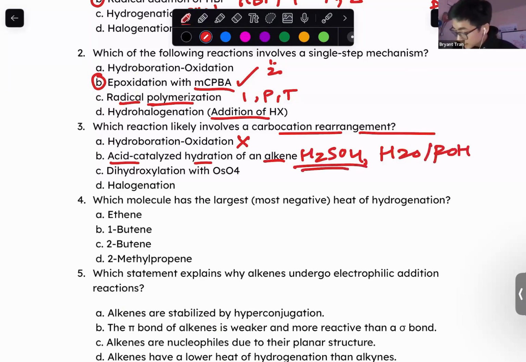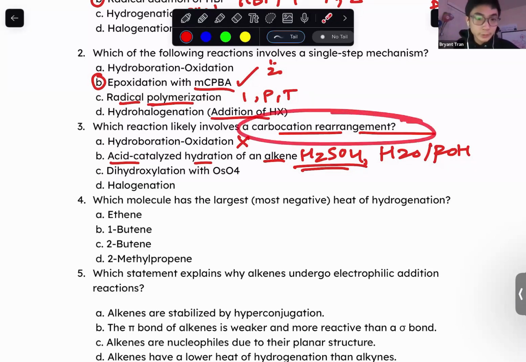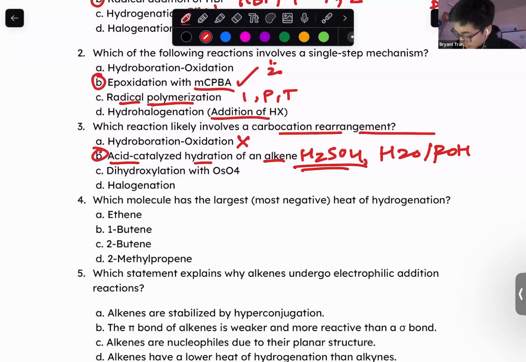Whenever you see a strong acid like that, H2SO4, with an alkene, that's going to protonate the alkene, forming a carbocation intermediate. And whenever you form a carbocation intermediate, you always stop and look out for any carbocation rearrangement steps, like either a hydride shift or methyl shift. So right now, B looks promising.